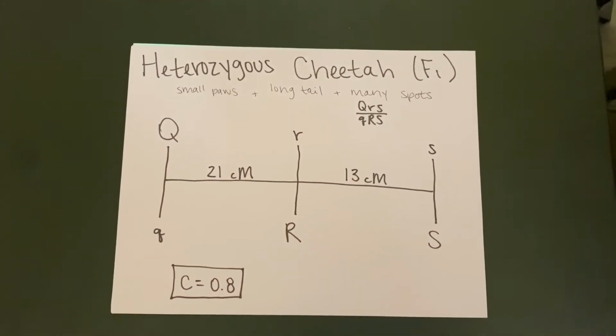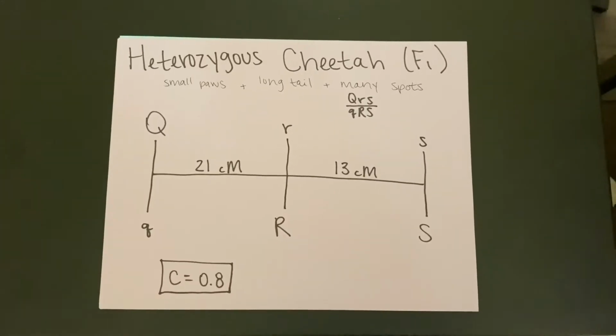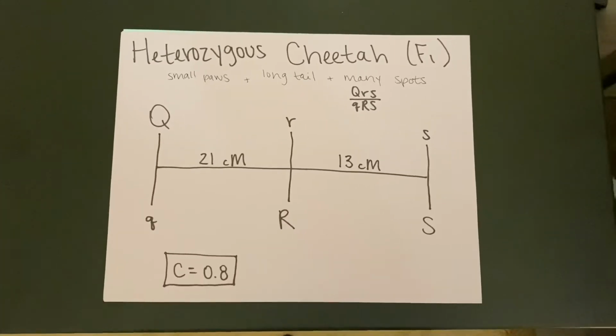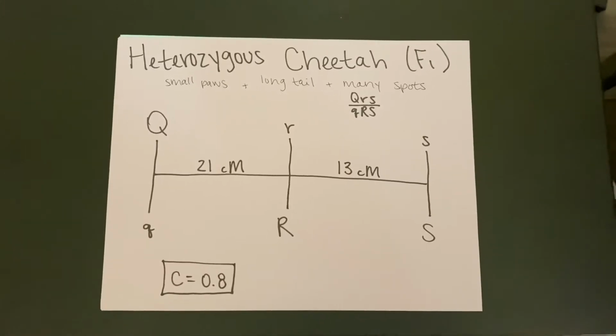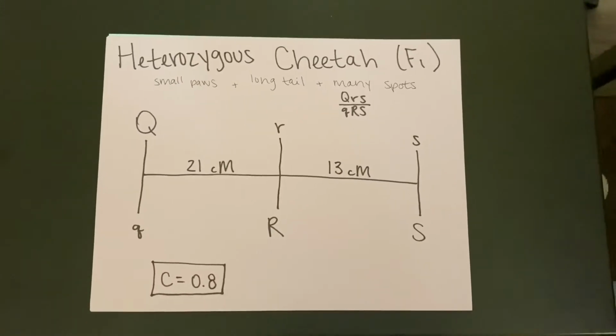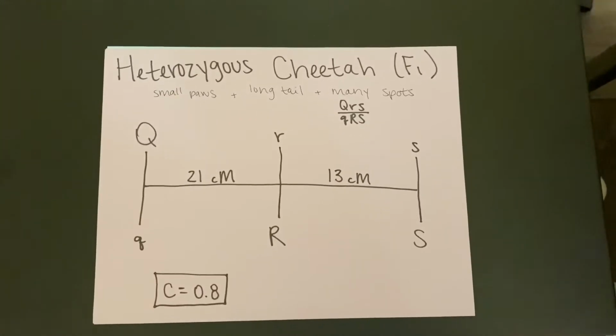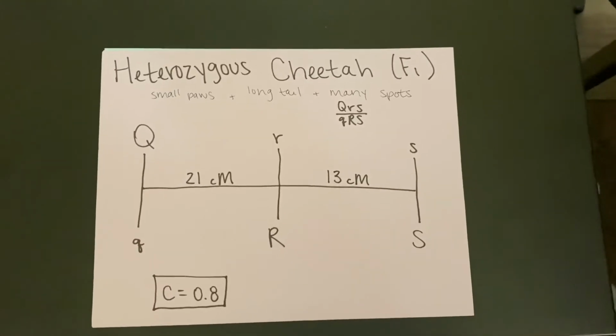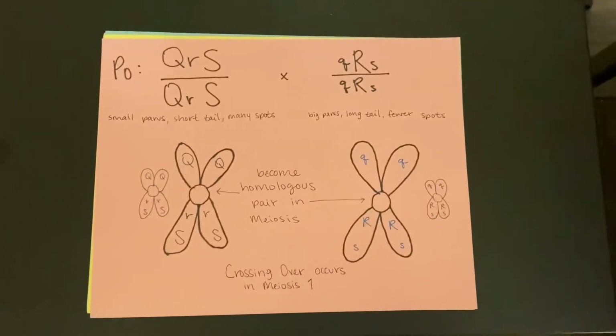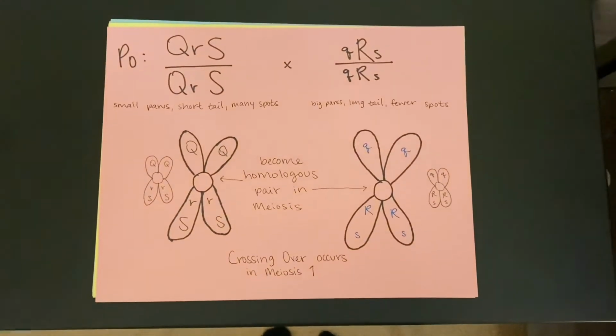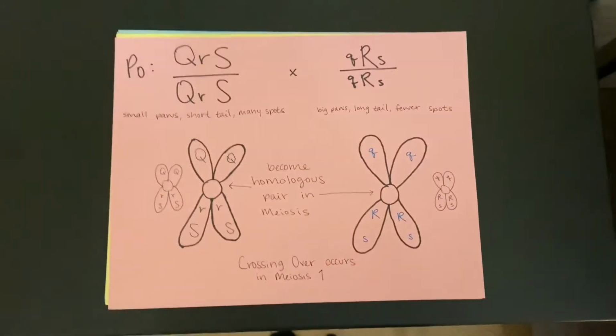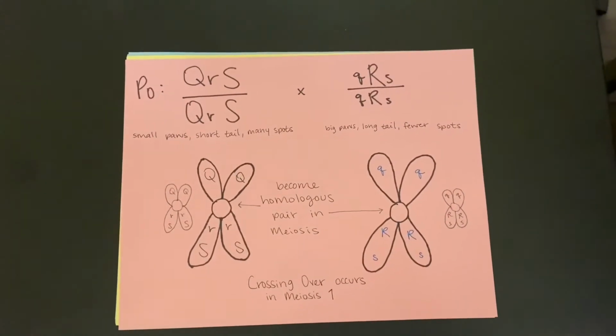Here's a map of a heterozygous cheetah. It shows all the dominant traits. The coefficient of coincidence is 0.8. The distance between loci 1 and 2 is 21 centimorgans. The distance between loci 2 and 3 is 13 centimorgans. To get that heterozygous offspring, the parents could be mom with small paws, short tail, and many spots, dad with big paws, long tail, and fewer spots.